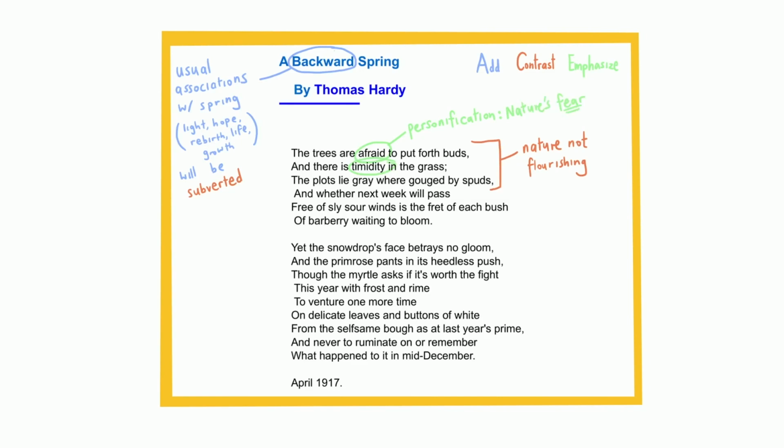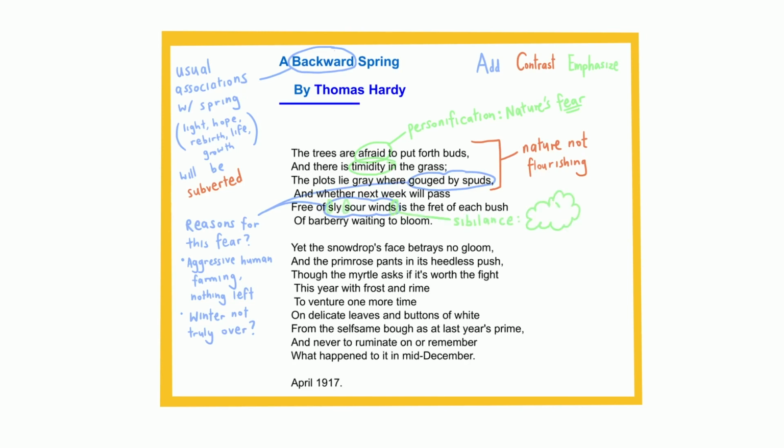And what are the reasons for this fear? Gouged by spuds might add a possible explanation, suggesting overly aggressive human farming maybe? And so, there's nothing left and the plots of soil are barren. Or maybe sly, sour winds might also add a reason why nature is scared. Maybe the harsh winter isn't truly over if cold winds are still sneaking around. The sibilance of the line also helps to emphasize the sinister, sneaky wind. So the first stanza sets up a pretty grim picture, establishing a set of expectations for us.